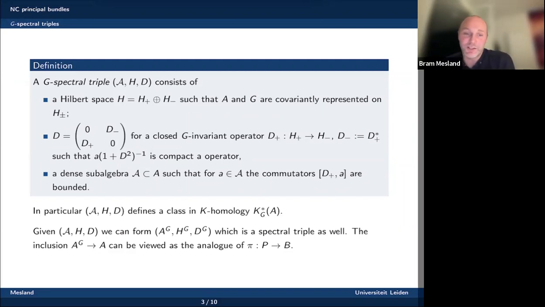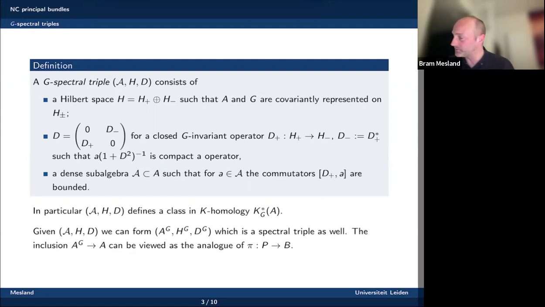equivariant K-homology class. And because everything is nicely equivariant, we can take the fixed point algebra, the fixed point Hilbert space, and the invariant operator, and this gives us another spectral triple on the fixed point algebra. And this inclusion of the fixed point algebra into A can then be viewed as the analog of the principal bundle map. So that's the setup here.